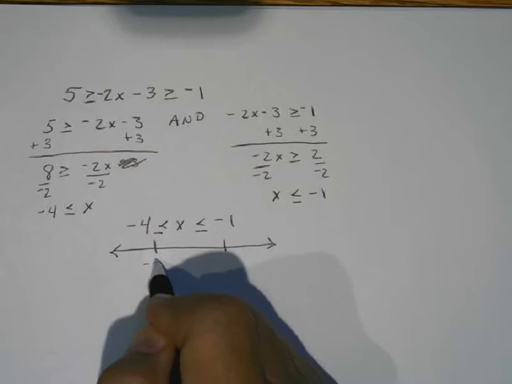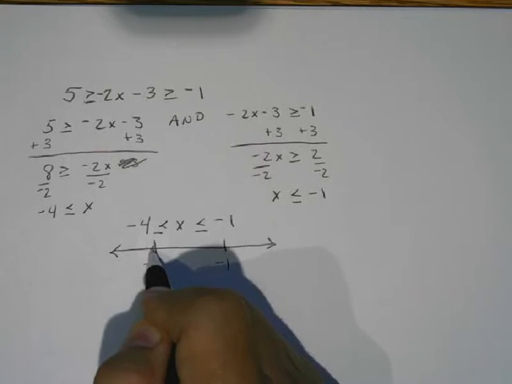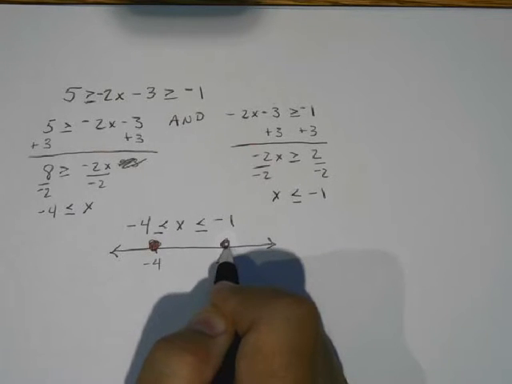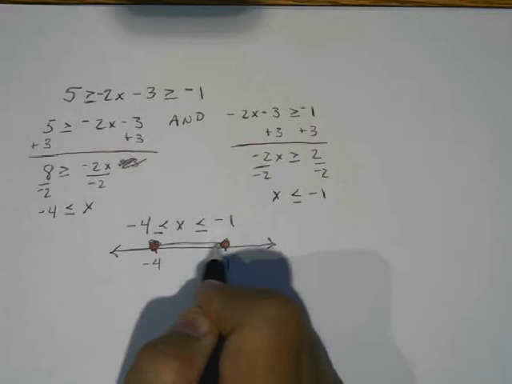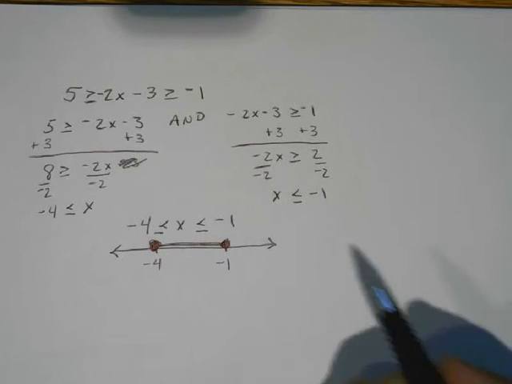To go ahead and graph that, we would put our two endpoints. Remember, we're in numeric order on a number line. We would have closed dots at both negative 4 and negative 1, and we shade between them.